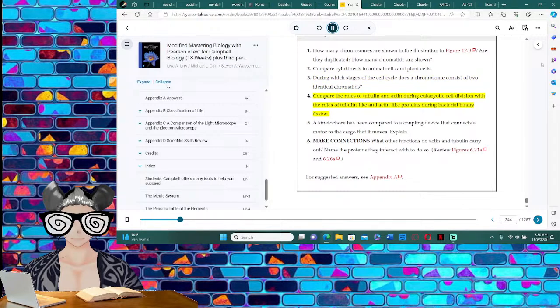A kinetochore has been compared to a coupling device that connects a motor to the cargo that it moves. Explain. Make connections. What other functions do actin and tubulin carry out? Name the proteins they interact with to do so. Review Figure 6.21a and 6.26a. For suggested answers, see Appendix A.